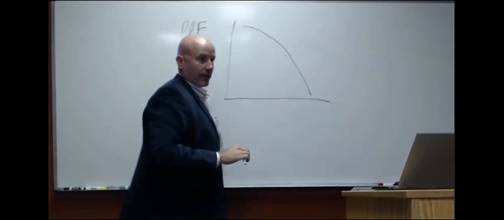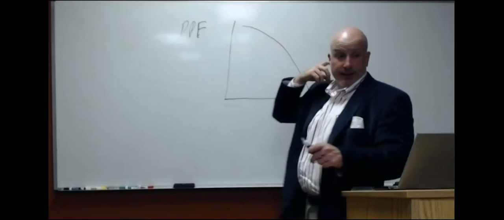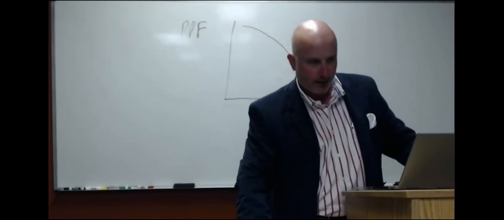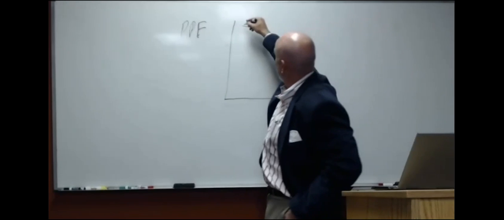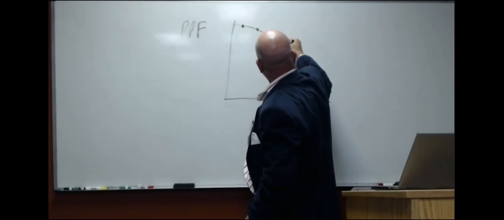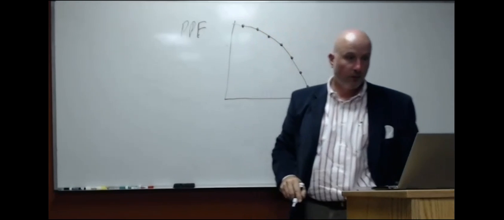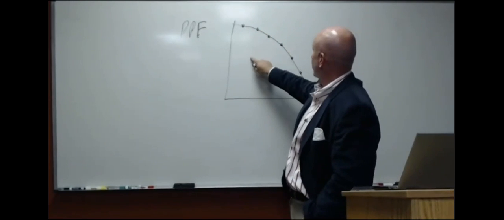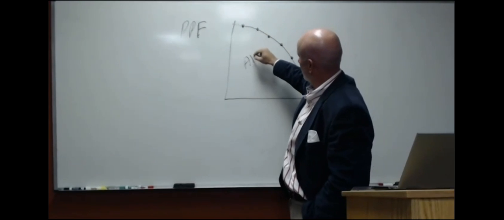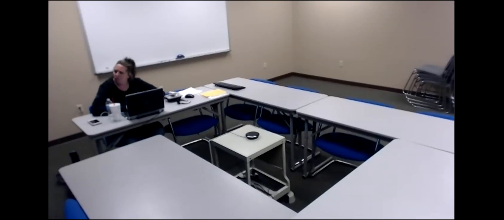And let's assume an example where we're looking at colas. And if I put points along this curve, this is going to show me what is attainable and what is unattainable.